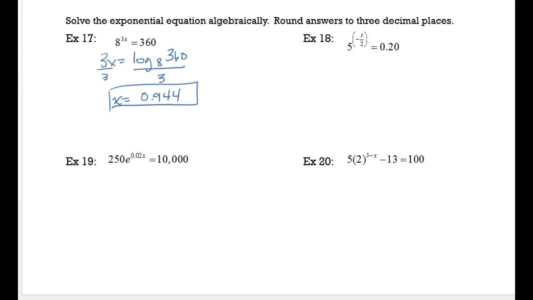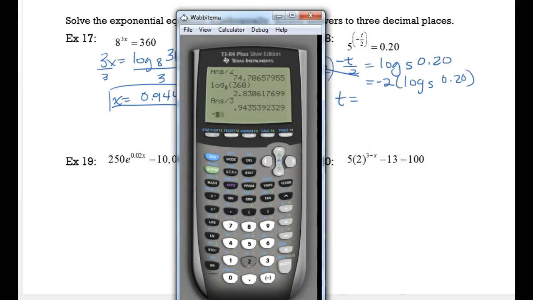18. Very similarly, I'm going to move my power out and write it in logarithmic form. So it's negative t over 2 equals the log base 5 of 0.20. Now to get t by itself, I'm going to multiply by negative 2 on both sides. So this is going to be negative 2 times the log base 5 of 0.20. That negative 2 will make this just t equals whatever I get here in my calculator. I get a nice even 2.